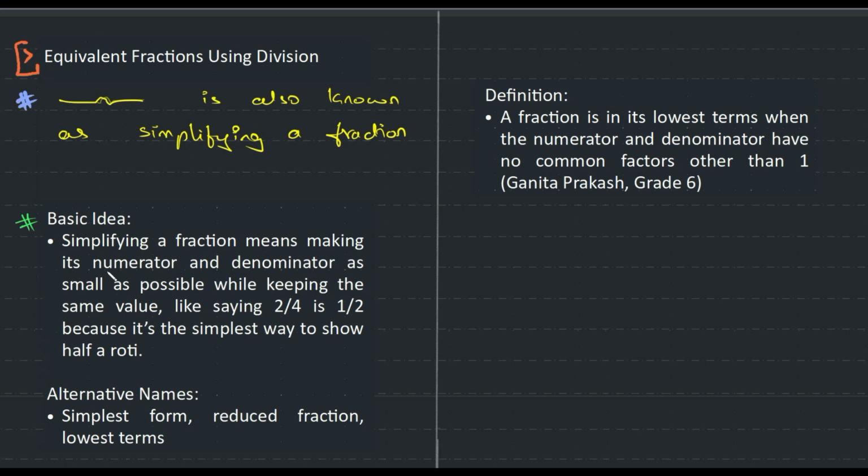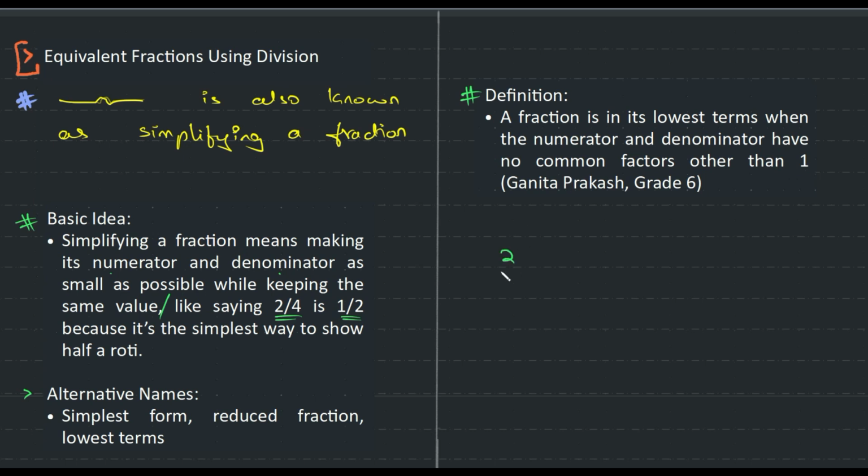Simplifying a fraction means making its numerator and denominator as small as possible while keeping the value the same. For example, 2 by 4 can be written as 1 by 2, and 1 by 2 is a simpler form of 2 by 4. The alternative names for simplifying a fraction are simplest form, reducing the fraction, or lowest terms. As a definition, a fraction is in its lowest form, simplified form, or lowest terms when the numerator and denominator have no common factor other than 1.